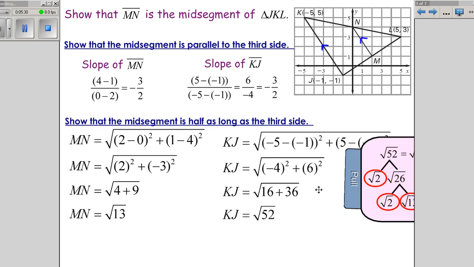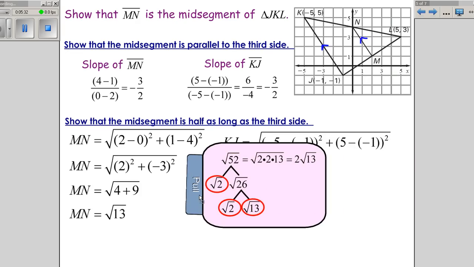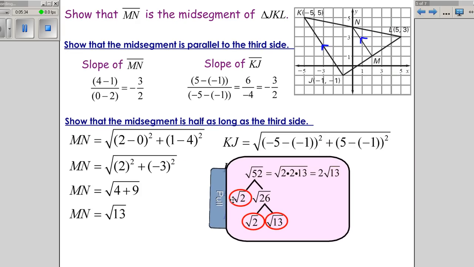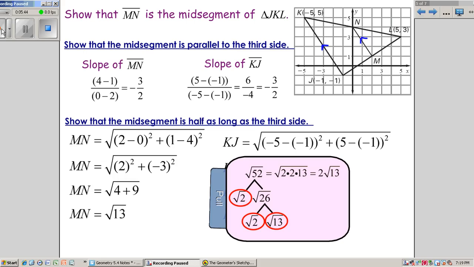And we can see that work here. So if I factor the square root of 52, I can find out that its factors are going to be 2, 2, and 13. And when I simplify that radical, we see from this that the square root of 52 can be simplified to be 2 times root 13, which is good because that means that KJ is twice as long as MN. So with these two statements, we're able to say that MN is the midsegment of JKL.